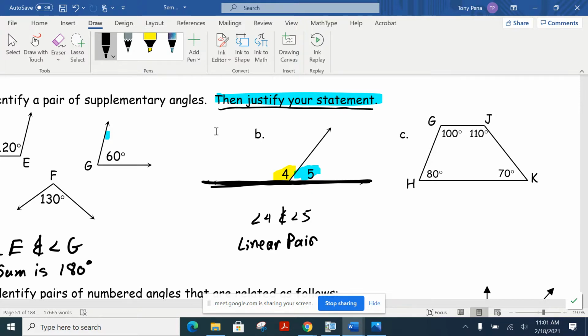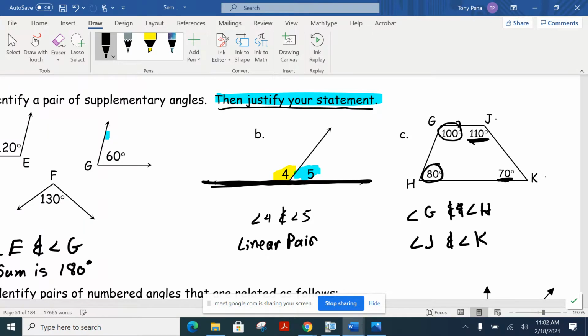As a hint, there's more than one set of supplementary angles here. All right, Gael. You got one, Gael? Good. So angle G and angle H, he said. So the 100 and the 80, those are considered supplementary angles. But then he also said 110 and 70 should add up to be 180. So J and K are supplementary angles.